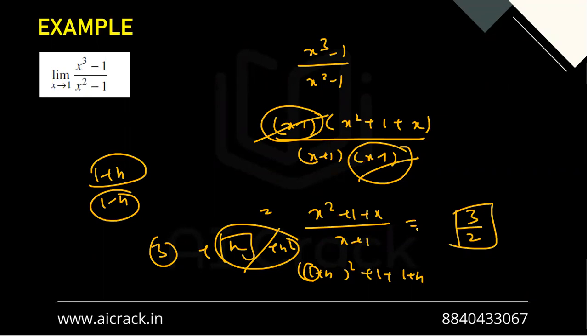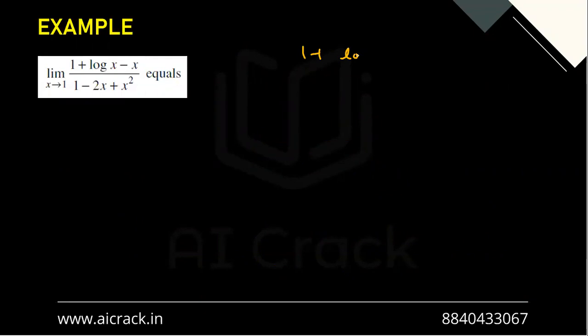Now let's look at this example: limit as x approaches 1 of (1 + log x - x) divided by (1 - 2x + x²). I can clearly see that I cannot do anything over here. I cannot factorize, I cannot rationalize. So the only method which is there for me is L'Hopital.